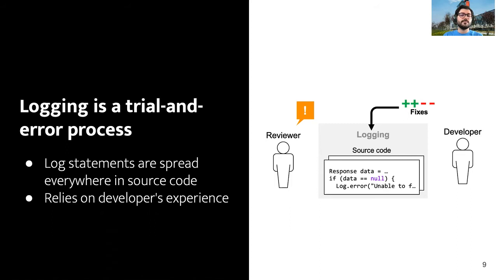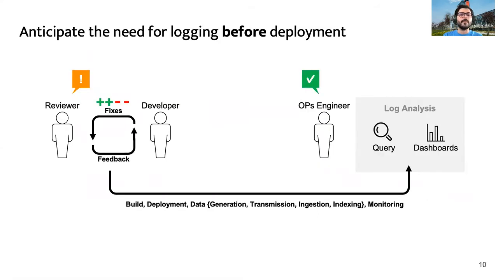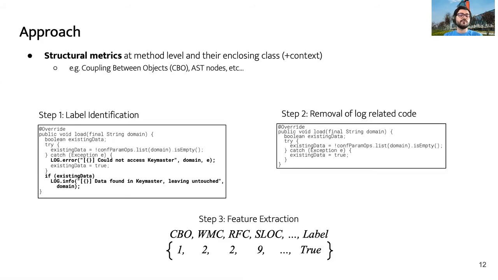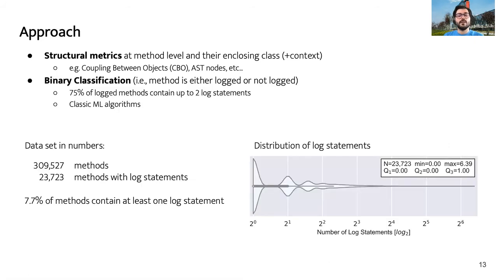And while more experienced developers are able to anticipate potential issues during code reviews, this approach does not scale at company level. So in an ideal setting, we would be able to capture every log-related issue before deployment. With this challenge in mind, we studied whether we could train a model for this task in an enterprise system. And to do so, we defined a simple approach based entirely on code metrics because they are simple to compute and haven't been fully explored in related work. And we also framed this problem as a binary classification task.